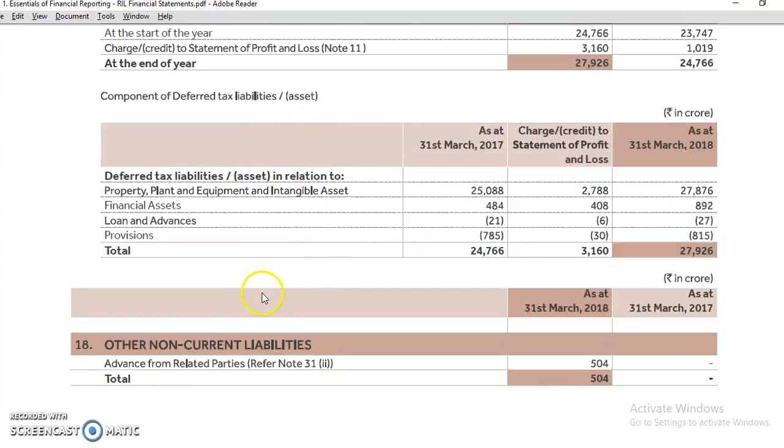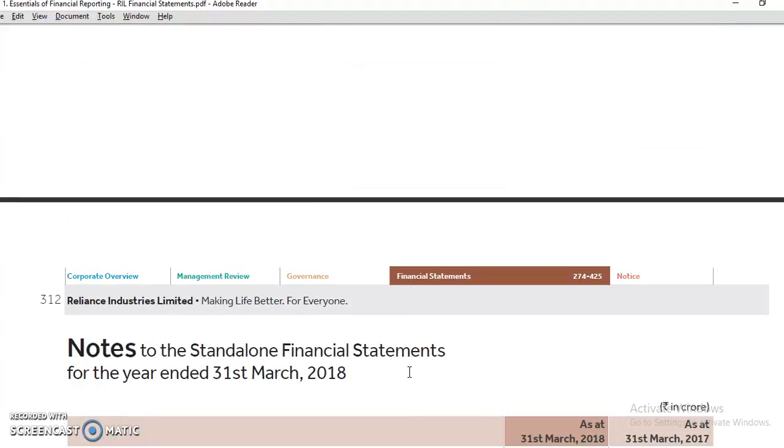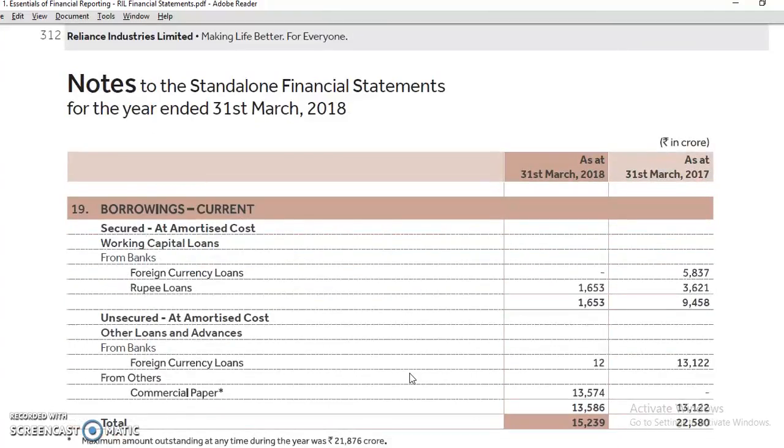Now the next line here is other non-current assets, advance from related parties. So they have taken some advance. In the previous videos we saw this company has been giving advances to their related parties. In this particular case, they have taken some advance from the related parties. So these were all the non-current assets.